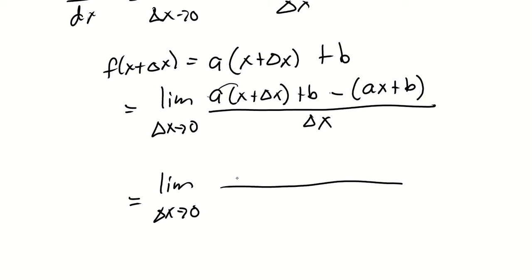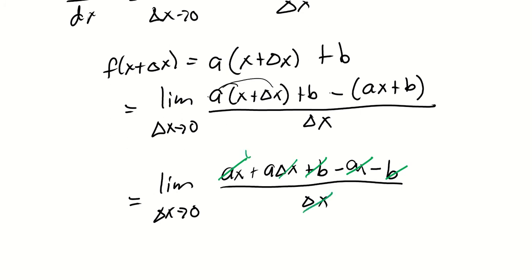So this will be equal to, simplify further, the limit as delta x approaches 0. We can distribute a here. So it will become ax plus a times delta x, then plus b. Then we can now distribute that negative, remove the quantity, so minus ax minus b all over delta x. Then we can cancel out ax here. We can also cancel out b here. And delta x divided by delta x also will cancel out. So this will be 0, 0, 0, and this will be 1.